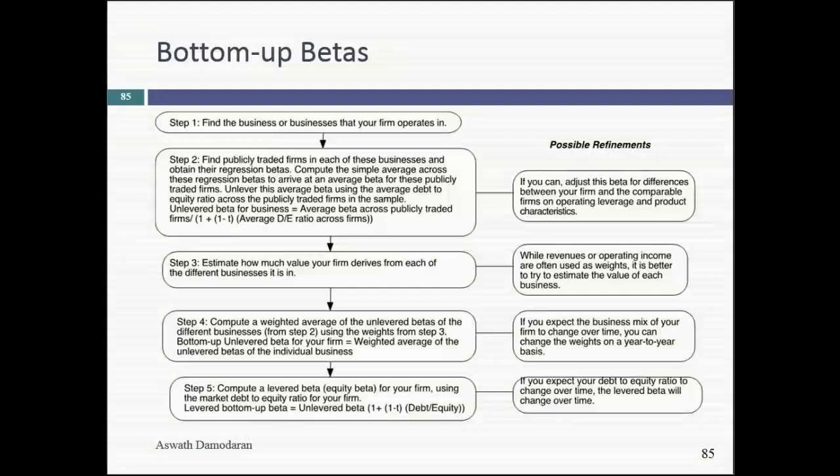Now why am I doing all of this? Because I don't like regression betas, right? How did I get the 100 steel company betas? From regression. So all I've done is replace one regression beta with an average of 100. Law of large numbers, right?